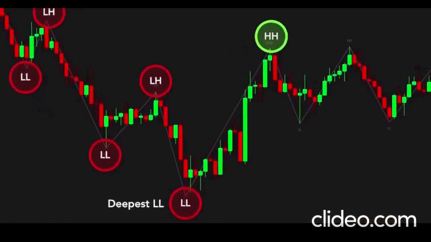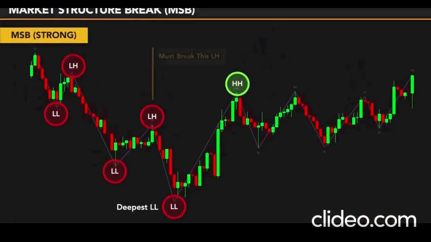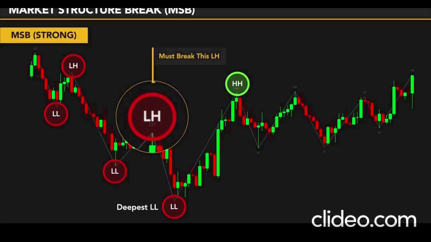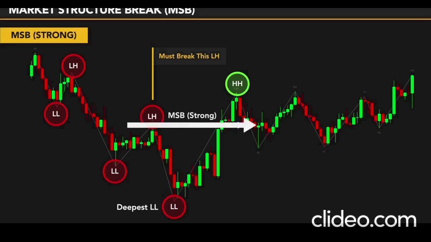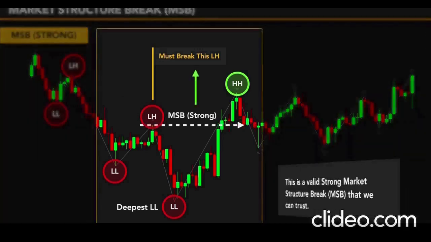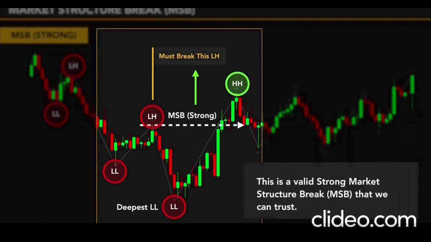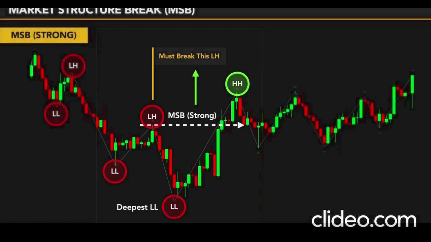This is our deepest lower low. And this lower high creates the deepest lower low. Now, we have to break this lower high strongly. As you can see, we are breaking the lower high strongly before a pullback. This is a valid strong market structure break that we can trust.